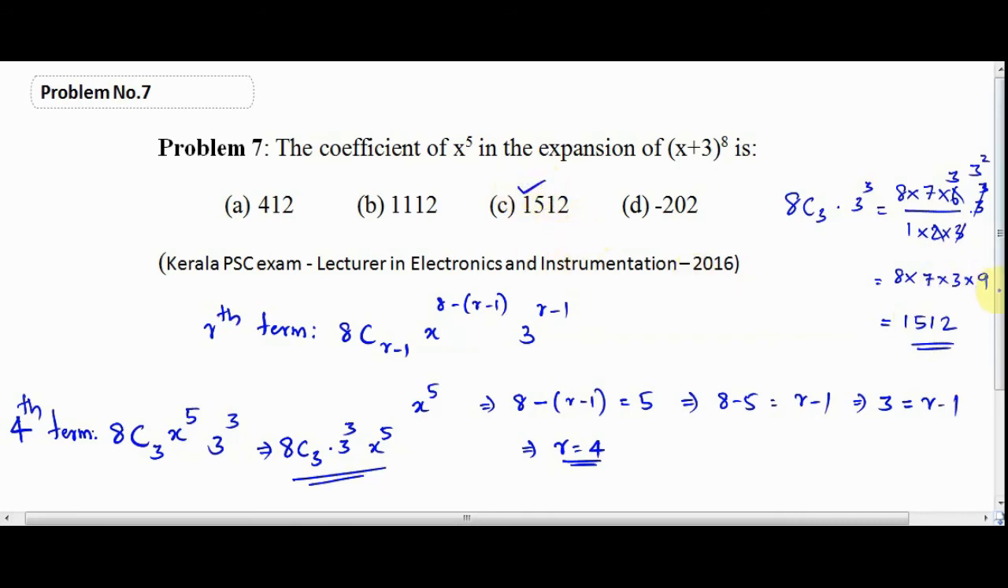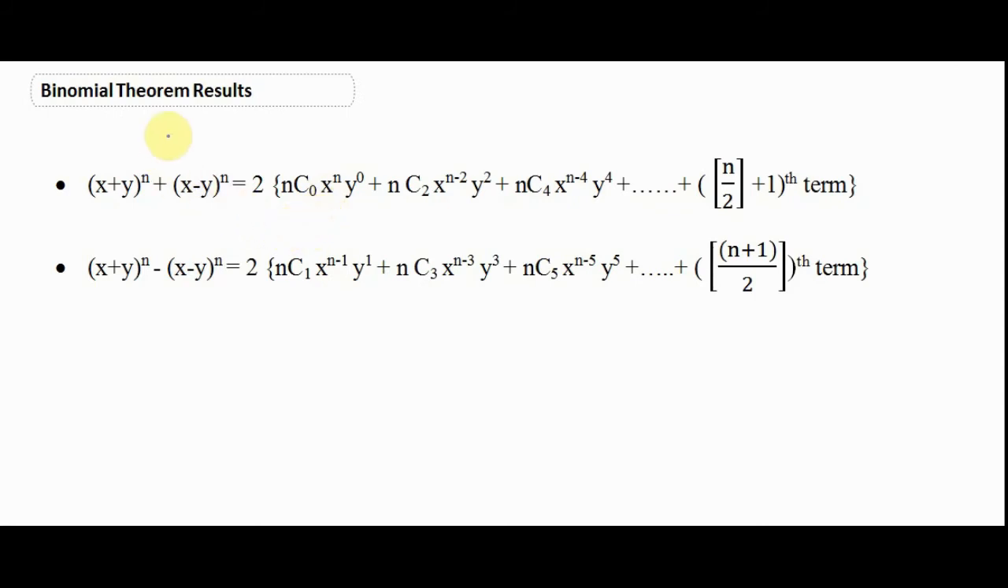Okay, now let's see a few results related to the binomial theorem. X plus y whole raised to n plus x minus y whole raised to n is equal to 2 into nc naught x raised to n y raised to 0 plus nc2 x raised to n minus 2 y raised to 2 plus nc4 x raised to n minus 4 y raised to 4 plus etc. plus the n by 2 plus 1th term.